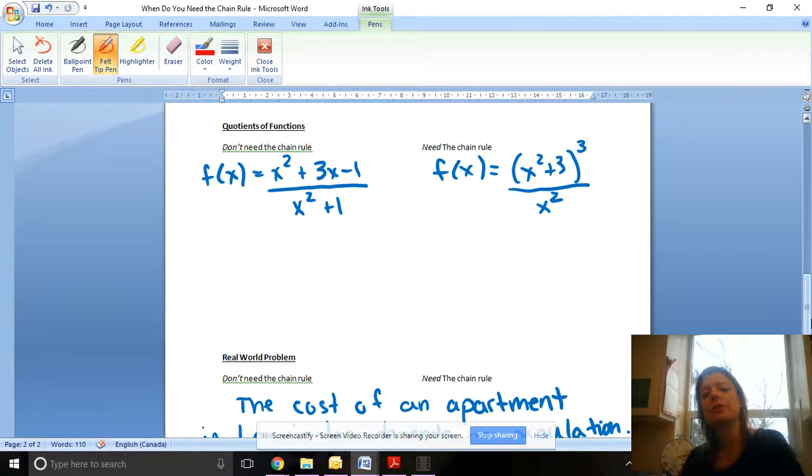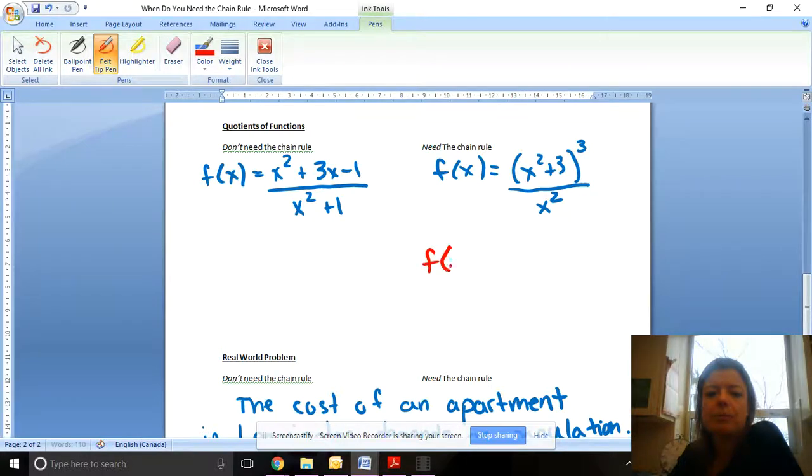Okay, quotients of functions. Again, this first one, this is just a polynomial over a polynomial. So you only will be using the quotient rule in this example. There's no chain rule needed. Here, however, yes, first you think about it as a quotient rule. Okay, you do the bottom times the derivative of the top minus the top times the derivative of the bottom all over the bottom squared. But when you do the derivative of the top, you will have to incorporate the chain rule because the derivative of the top has that where it's a function being raised to the power 3 instead of just a variable being raised to the power 3.